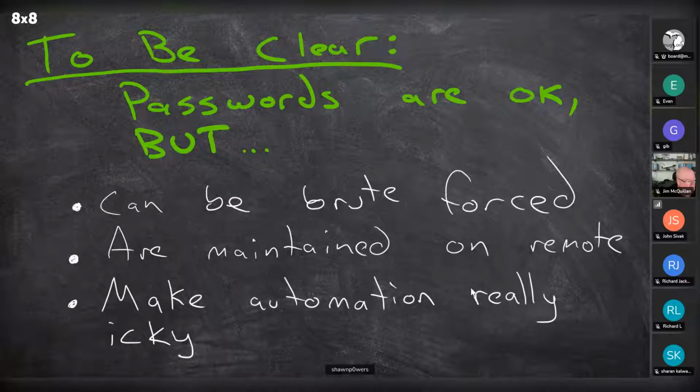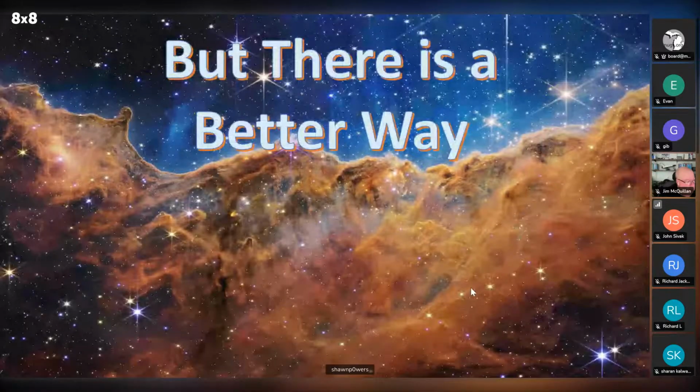The other thing is that it makes automation really, really icky. If you are trying to connect to a remote computer and you're using something like Ansible, if you don't know Ansible, it's a DevOps tool that uses SSH to manage things. It just makes it really icky if you log in with a password. And so, yes, there must be a better way. And yes, there is a better way.